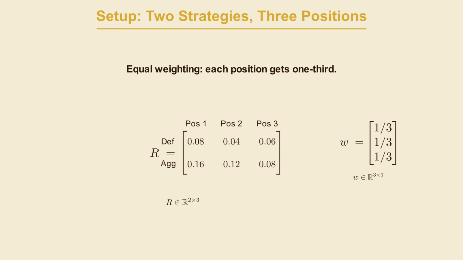What we're trying to figure out is the return on each strategy if we have equal weights among the 3 assets within them. To do this, we need to get one number per strategy, or 2 numbers, the defensive return and the aggressive return. So we need an operation that takes the 2 by 3 matrix R, combines it with the 3 by 1 vector W, and produces a 2 by 1 vector with 1 entry per strategy. That operation is matrix multiplication.